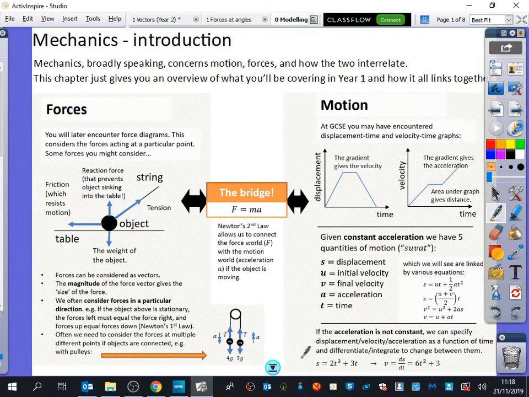Yes? Will you print that out or something? Yeah, no, this is from the year 12 one already, actually.